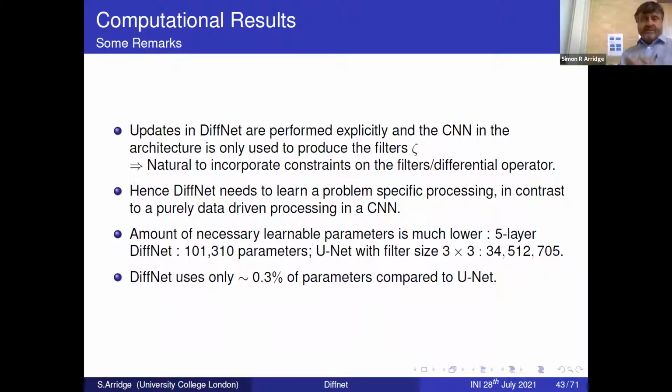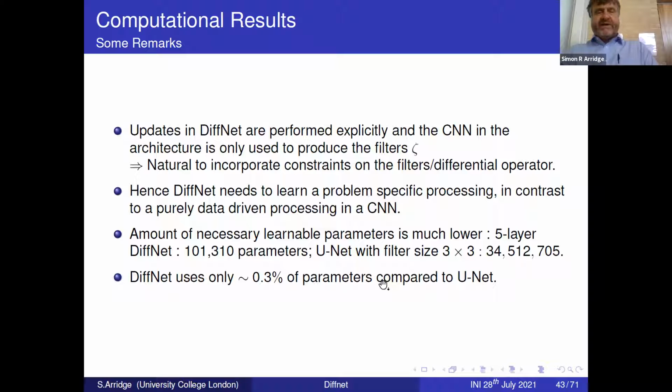So what is the difference here? Updates in DiffNet are explicit, and we're only using training and learning to produce these filters. Then we can be somewhat flexible in how we impose constraints on the filters and on the differential. So this is making use of our understanding of the problem we're addressing, as opposed to a purely data-driven process.